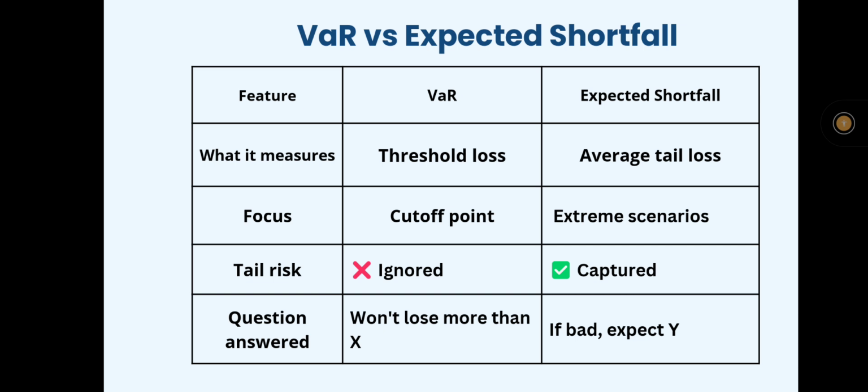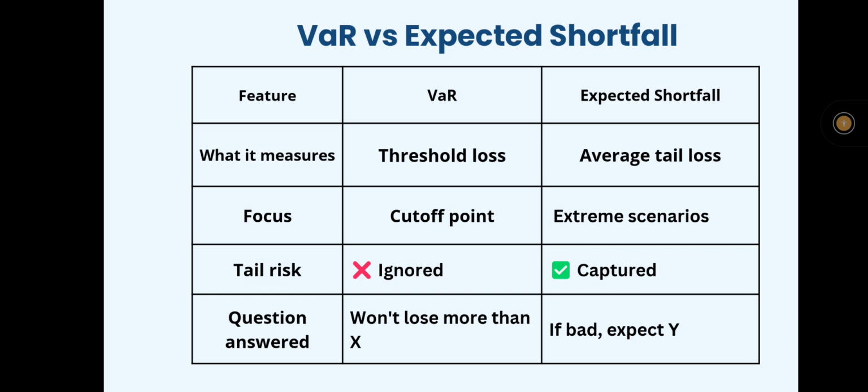Let me show you the key difference in the table. VaR measures a threshold loss, a cutoff point. ES measures the average tail loss. VaR focuses on a single point on the distribution. ES focuses on what happens in the extreme scenarios.